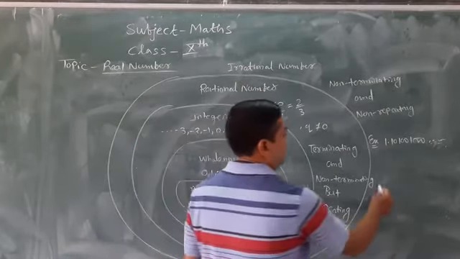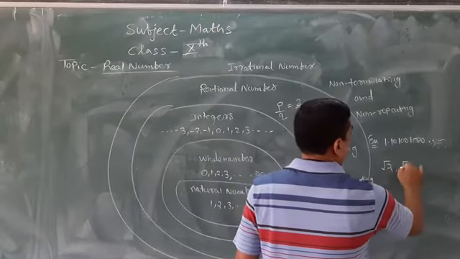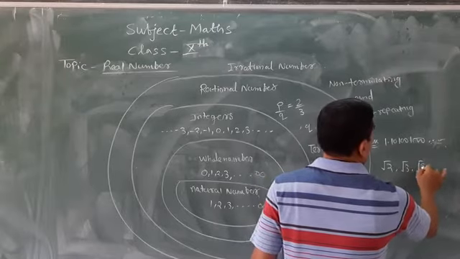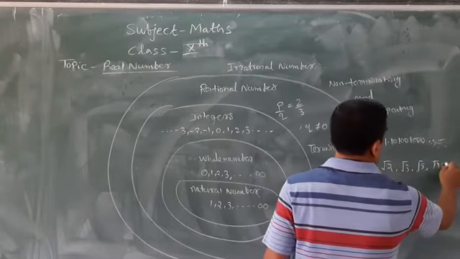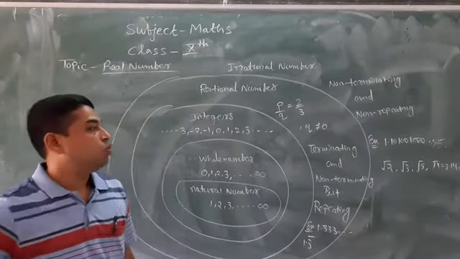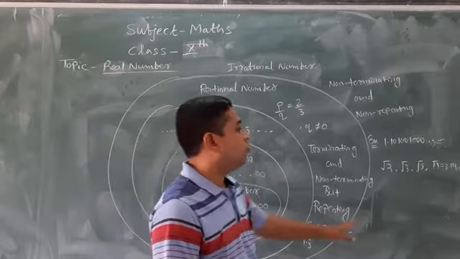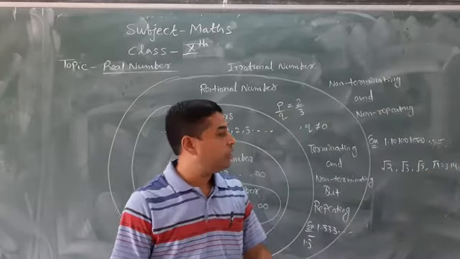Another example we can take is root 2, which is not a perfect square, root 3, root 5, even pi. The value of pi is 3.14 and so on. Even with a supercomputer we could not find out whether the group of digits is repeating or not repeating in pi.